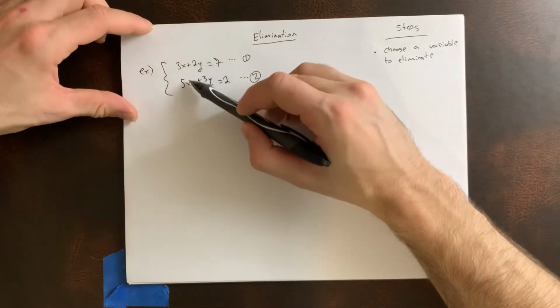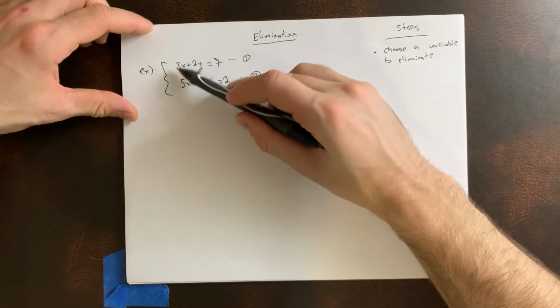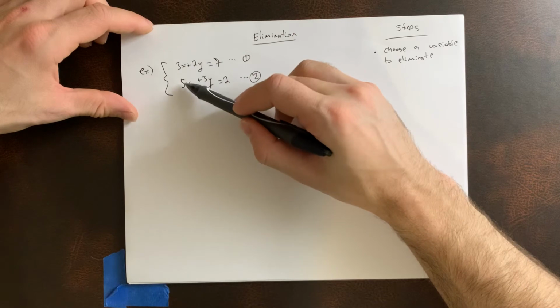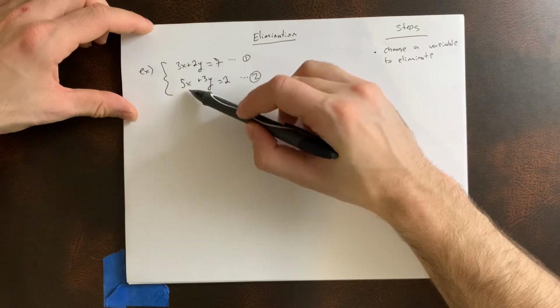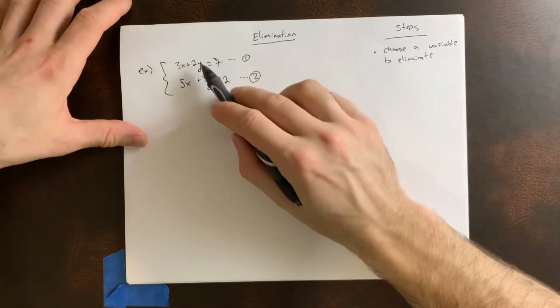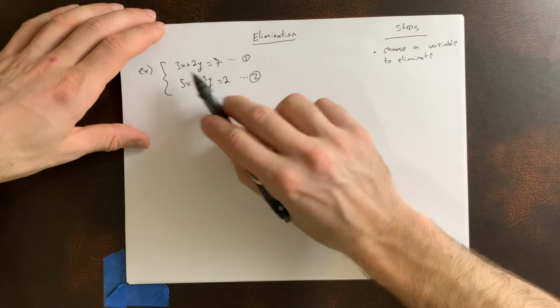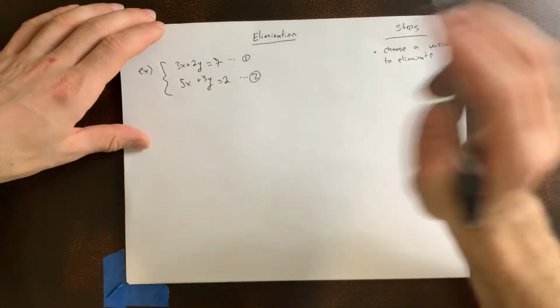So you see here we have an x and here's an x, there's a 3 and a 5. We want them to be the same, so we have to figure out how to manipulate these equations to make the number in front of this x the same. Or if we were going to choose y to eliminate, we would want to make sure the number in front of this y, here is a 2, the number in front of this y is a 3. We have to figure out a way to make those two numbers the same.